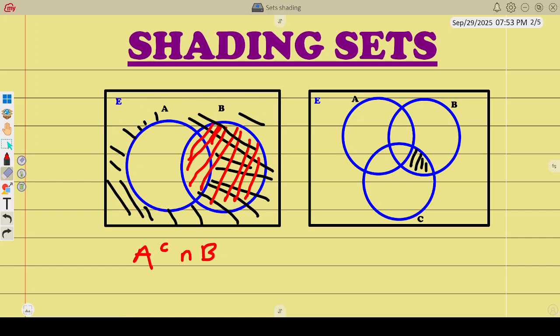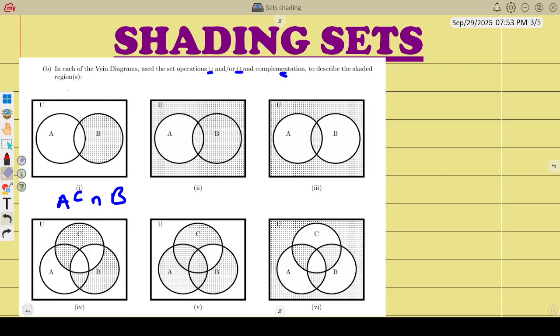Here we just have black, it will not be part of the solution. And also here we only have red, meaning red can be removed. So this is the shading: A complement intersection B.